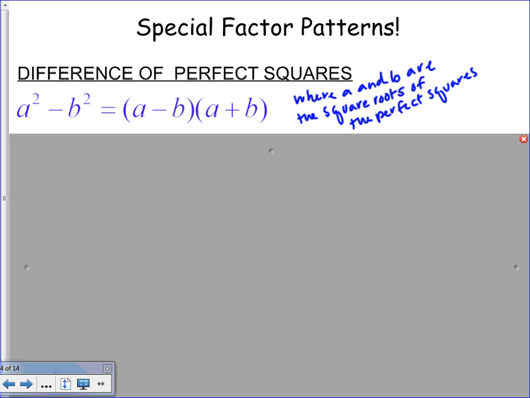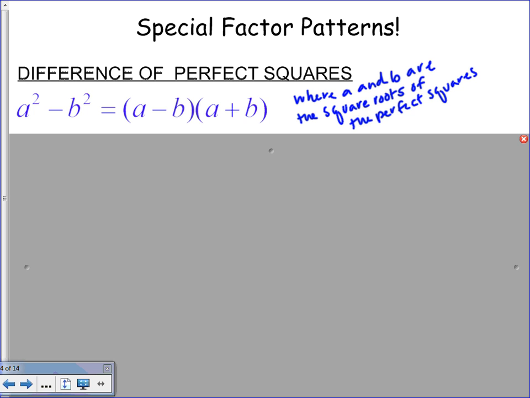Now, there is not a sum of perfect squares factoring, like x squared plus 9. We looked at that when we solved quadratics last chapter. If we were to solve x squared plus 9, the two solutions would be positive 3i and negative 3i. So sum of squares has imaginary solutions, therefore does not factor.